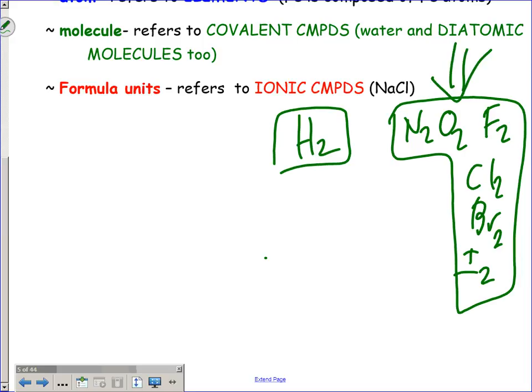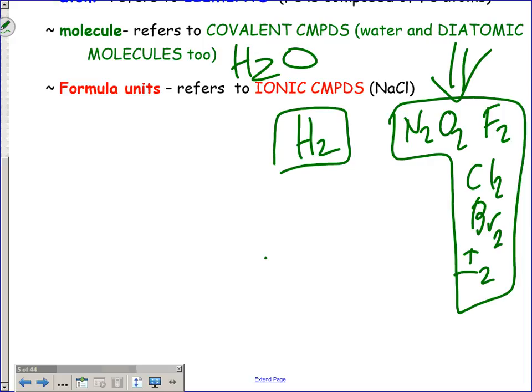And instead of saying diatomic atoms, they're not atoms, right? They're molecules because they're combined together with another nonmetal, meaning they're covalent compounds. Water, additionally, H2O, that's a molecule of water, not an atom of water. Because what does the term atom refer to? Simply elements, right?